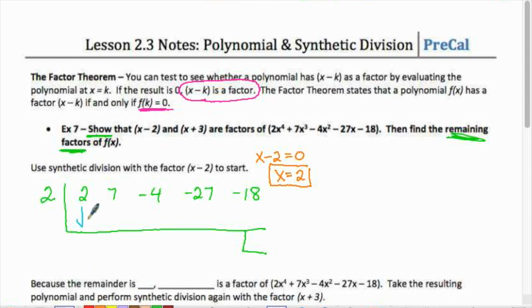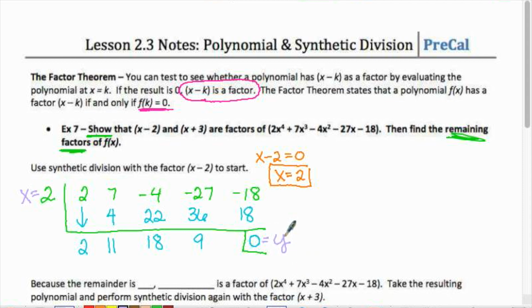All right, first term down, 2. 2 times 2 is 4. That gives me 11. Multiplies 22. Take away 4 is 18. Times 2 is 36. 36 minus 27 is 9. 9 times 2 is 18. And negative 18 and 18 gives me 0. So what you're telling me is when x equals 2, y equals 0.